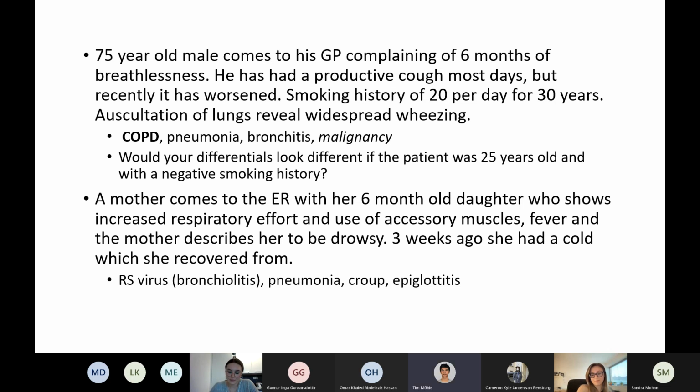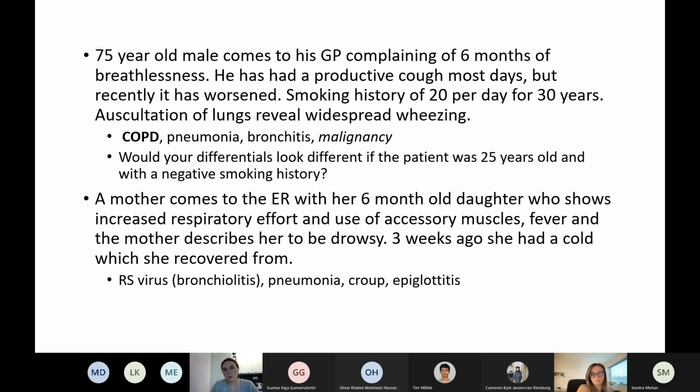It could also be something infectious with a productive cough. That's a very good point. Anything else, considering that he's so old and has been smoking for 30 years? Some type of tumor or cancer that could slowly start manifesting symptoms, so get a chest X-ray or something. That's a very great point. Anything else? So as you said, COPD, pneumonia, bronchitis, and malignancy.